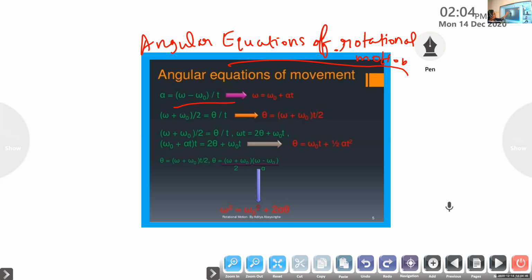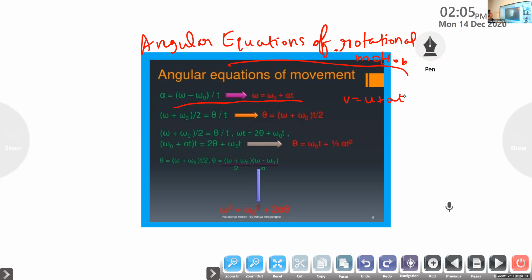First one, omega is equal to omega 0 plus alpha t. Here we have v is equal to u plus at. You remember? So analogous to this one, we have this. Omega is the final velocity, omega 0 is the initial velocity.